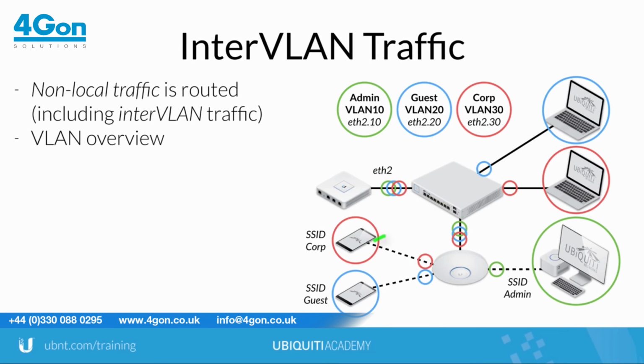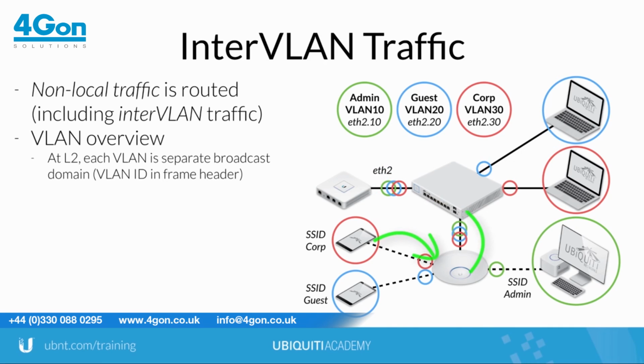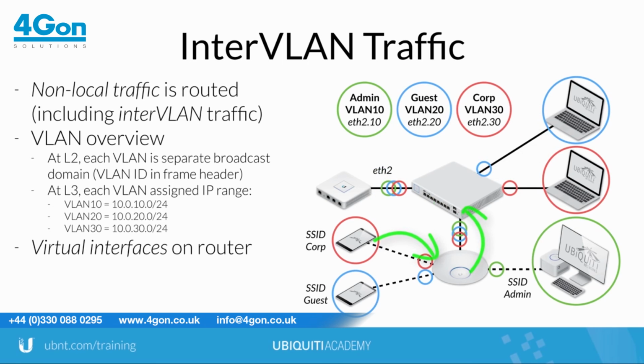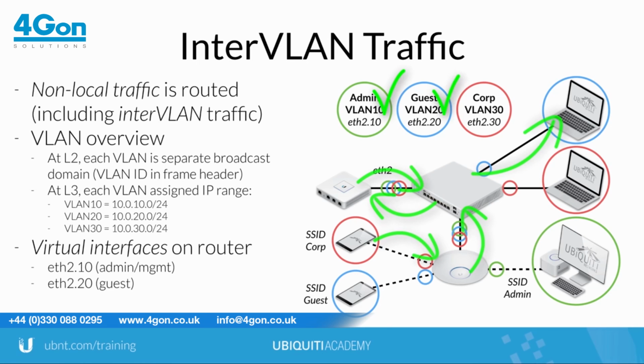To clarify, InterVLAN traffic must be routed for 2 reasons. At Layer 2, each VLAN represents a separate broadcast domain, while at Layer 3, each VLAN receives a unique network IP range. Similar to how switch ports and access point SSIDs receive PVIDs, a router can be configured with virtual interfaces to participate in a virtual LAN.